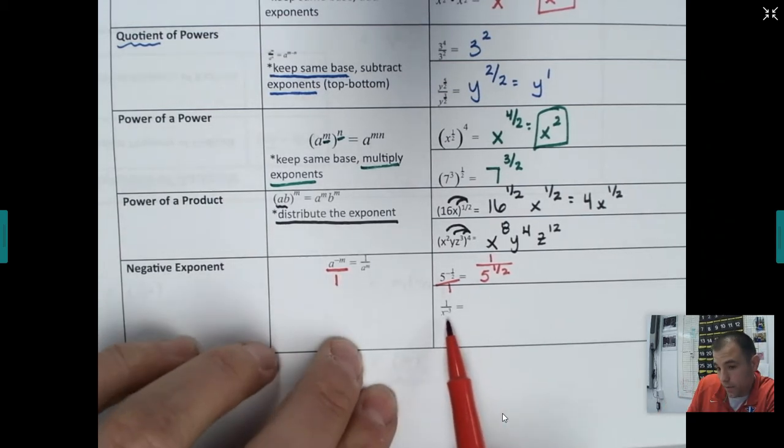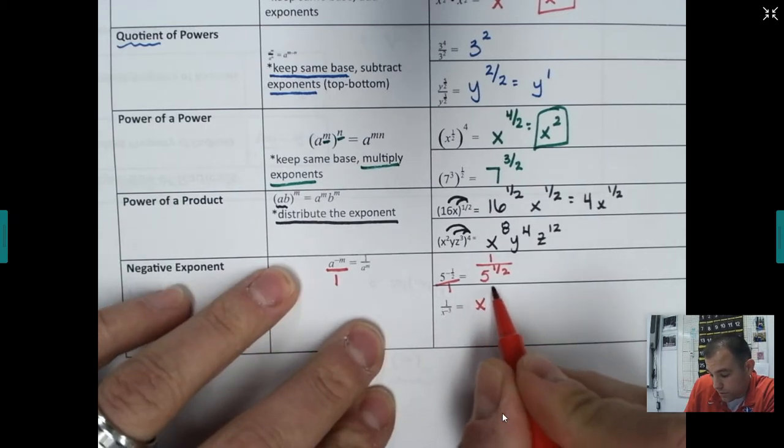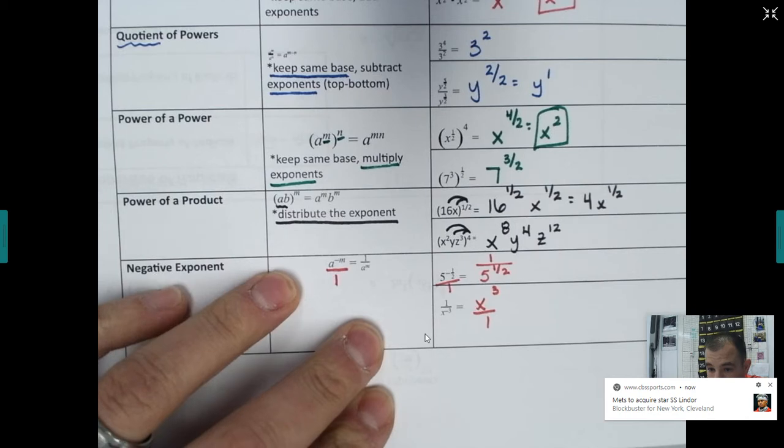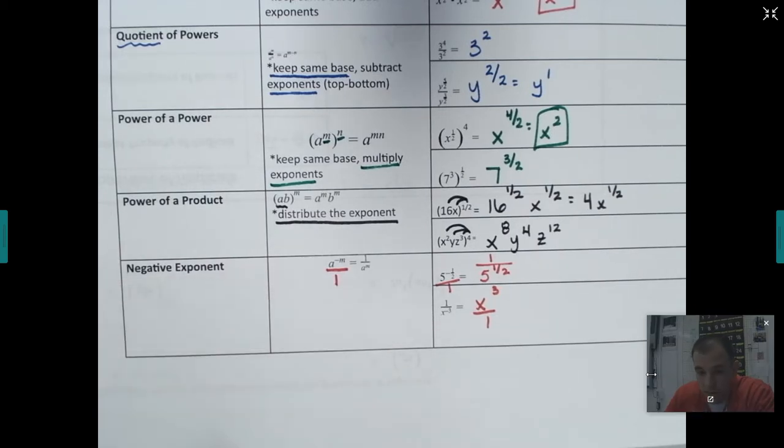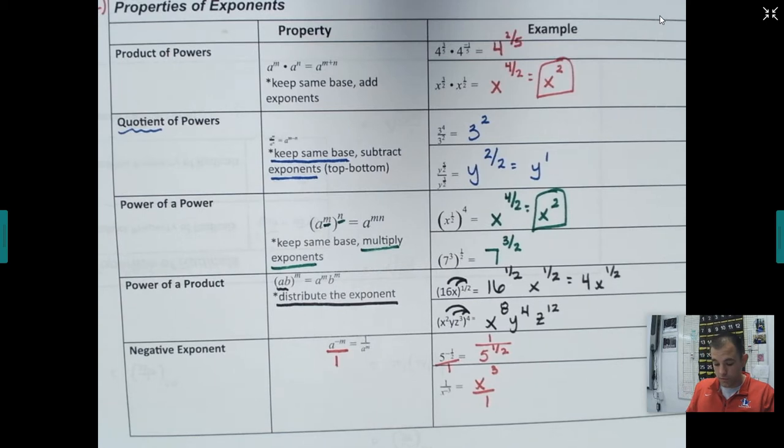If it's negative on the bottom, just move it up to the top. So when you move it up to the top, it becomes positive 3. So if it's negative, just move it to the other side of the fraction. Okay? Those are the 5 properties of exponents. Now we're going to do a couple problems where we have to use them and simplify with them. Okay? So here's the first one.